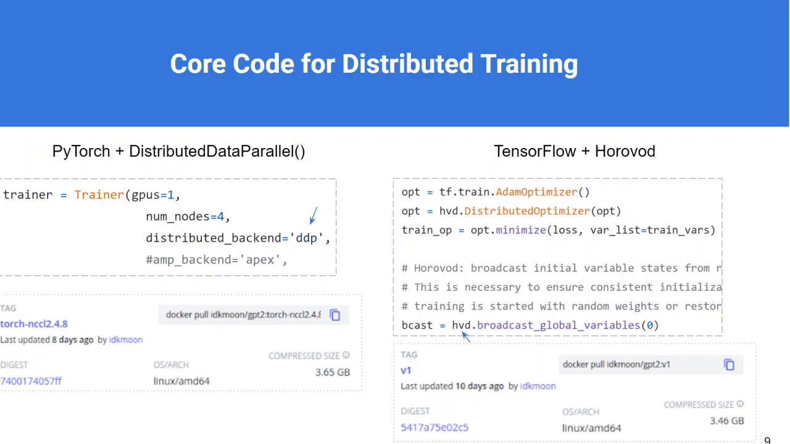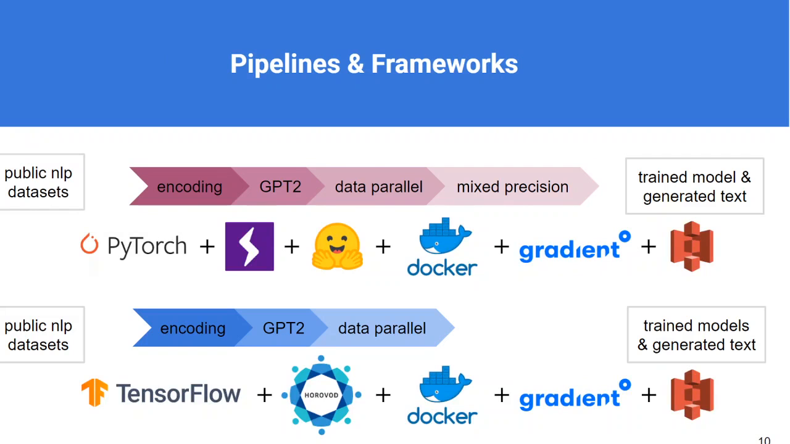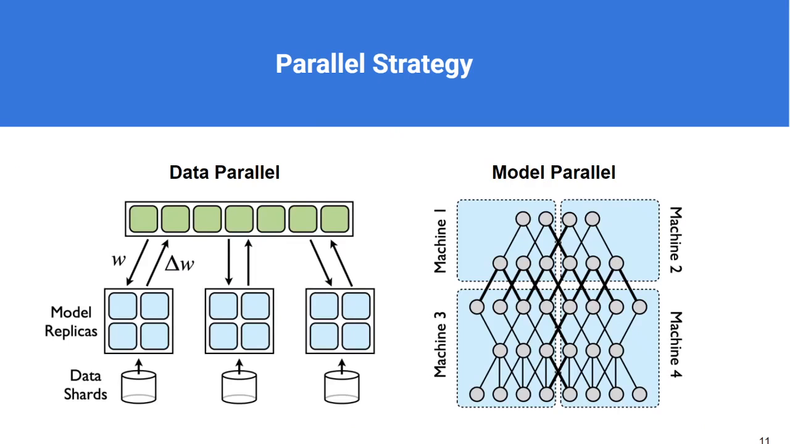To serve as many users as possible, I developed both a PyTorch-based solution and a TensorFlow-based solution. For PyTorch, I used the built-in method called distributed data parallel. For TensorFlow, I used a library called Horovod developed by Uber. This is the most important part of the code, but if you zoom out, this is the whole pipeline for my project. For both solutions, I have containerized with Docker so that I can run and scale it easily on many instances.